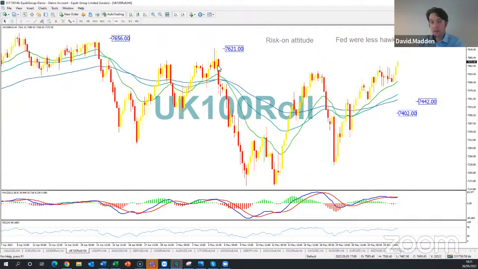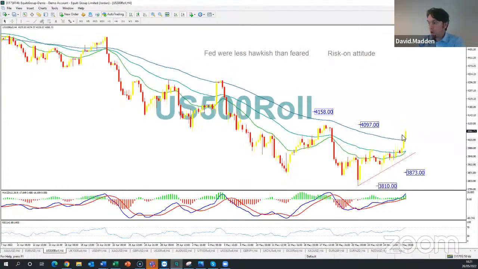We're now back up to levels last seen on the 4th of May. Today is the 26th of May, so we're talking a 22-day high. We've managed to eke out a 3-week high on the FTSE 100. Compare that to the S&P 500, which is only at a 10-day high, and it was only last week we were at a 15-month low.